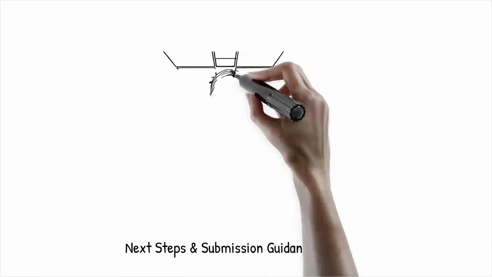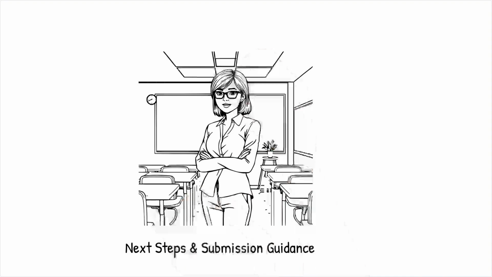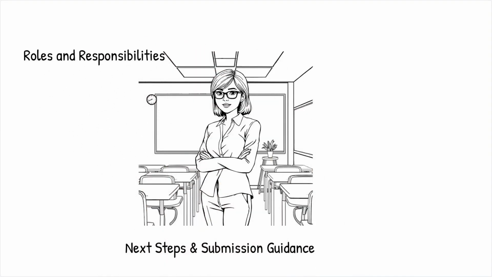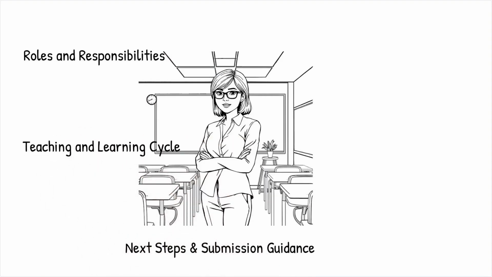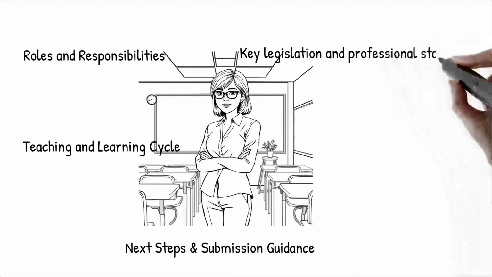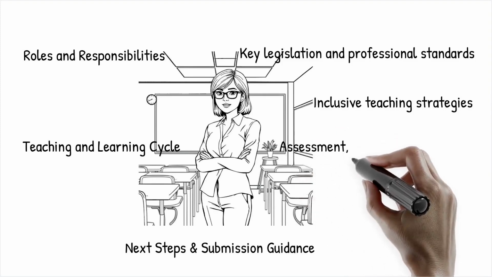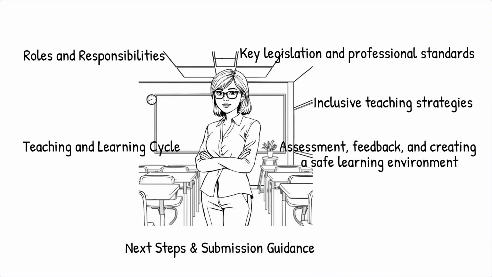Congratulations on completing this guide to Unit 1 of the Level 3 Award in Education and Training. Let's quickly recap what we've covered. Roles and responsibilities of an educator. The teaching and learning cycle and its application. Key legislation and professional standards. Inclusive teaching strategies and supporting learner needs. The importance of assessment, feedback, and creating a safe learning environment.